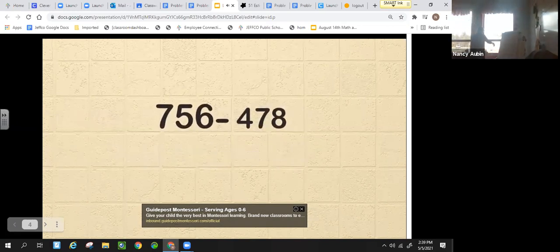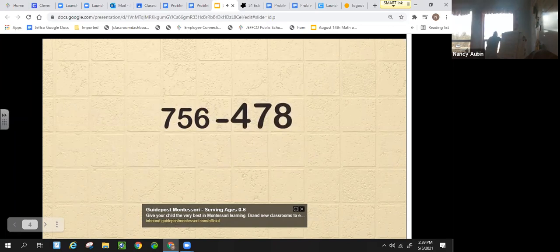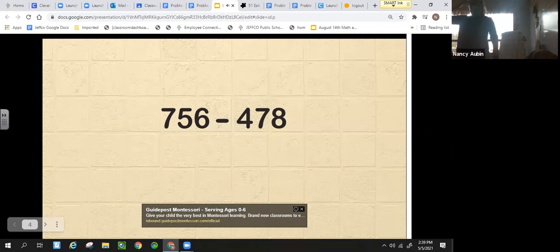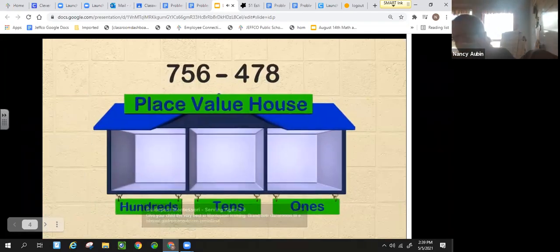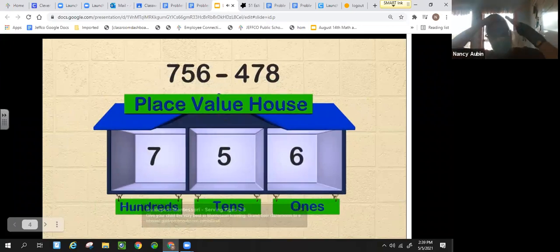We're going to subtract 756 minus 478. Both numbers have 3 digits. Let's look at their place value to get a better understanding before we start subtracting. This is our place value house. This helps us see the value of each number.